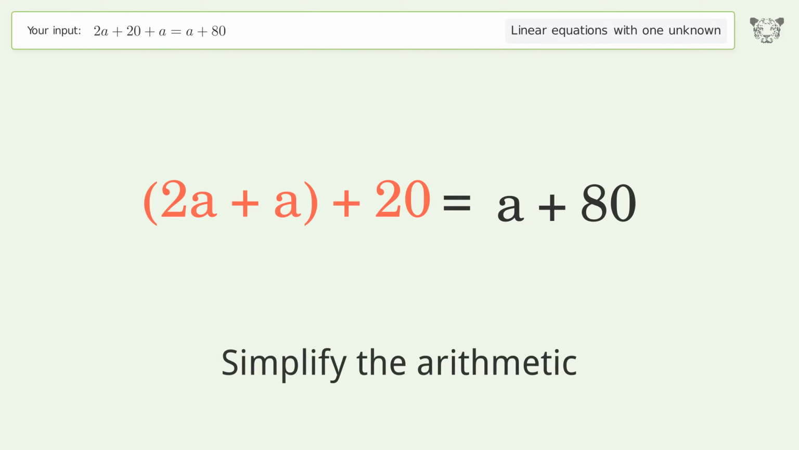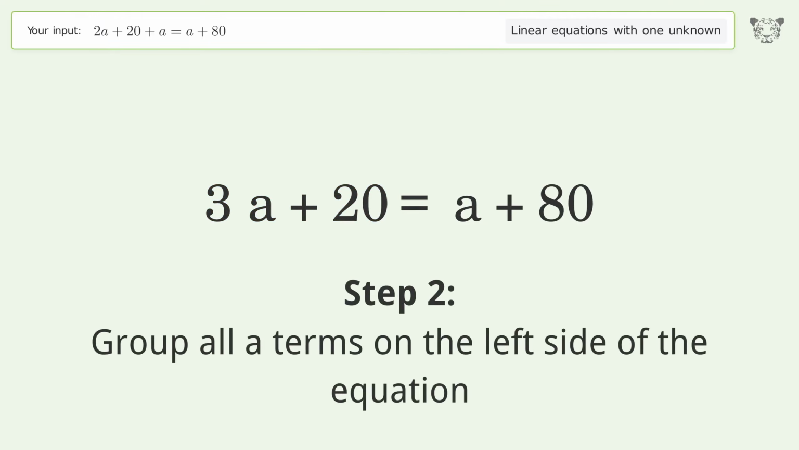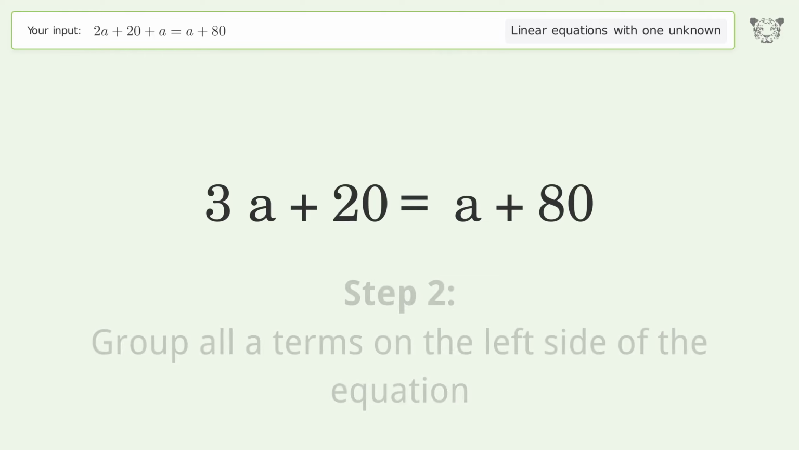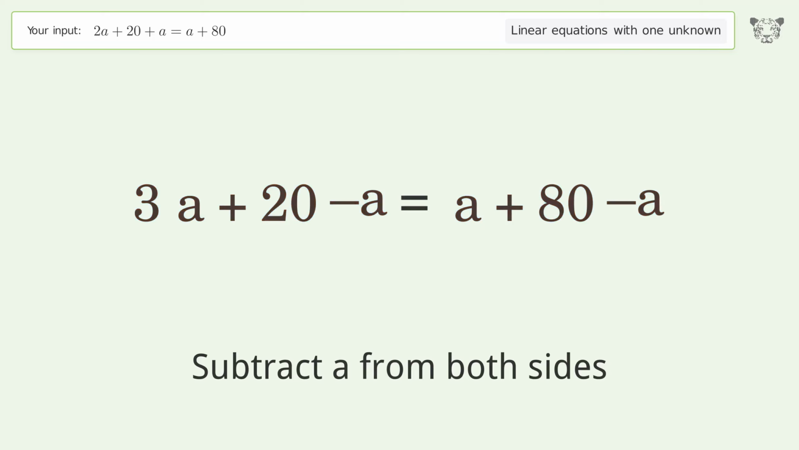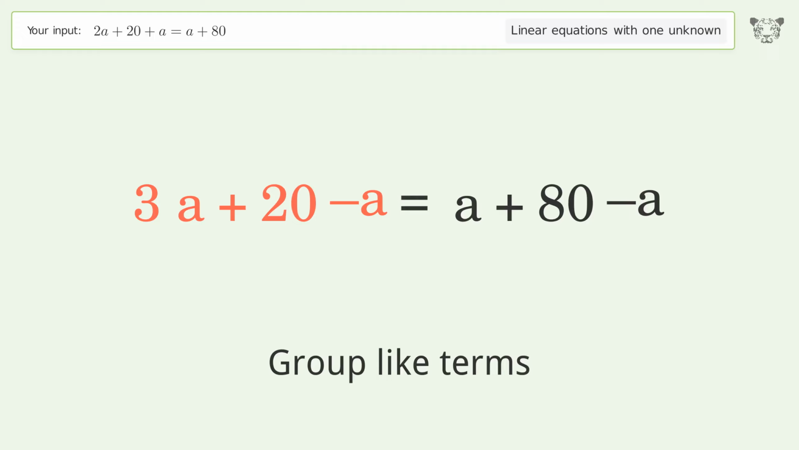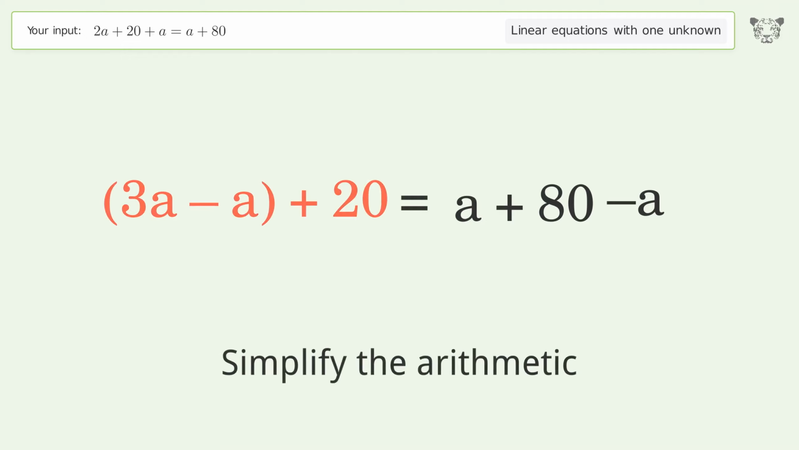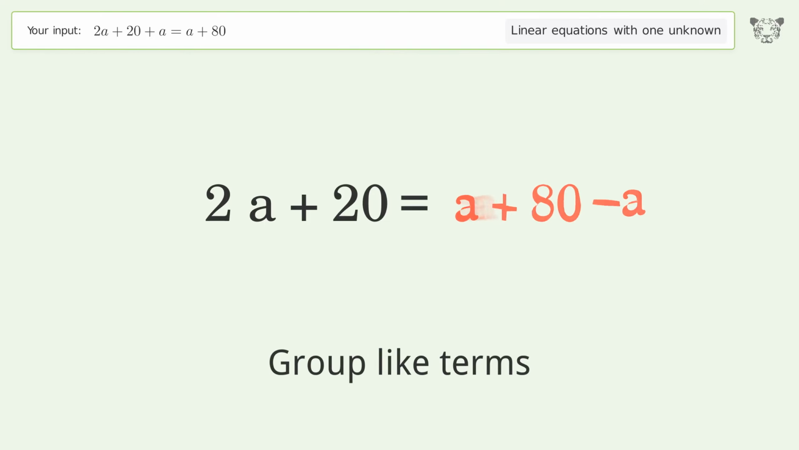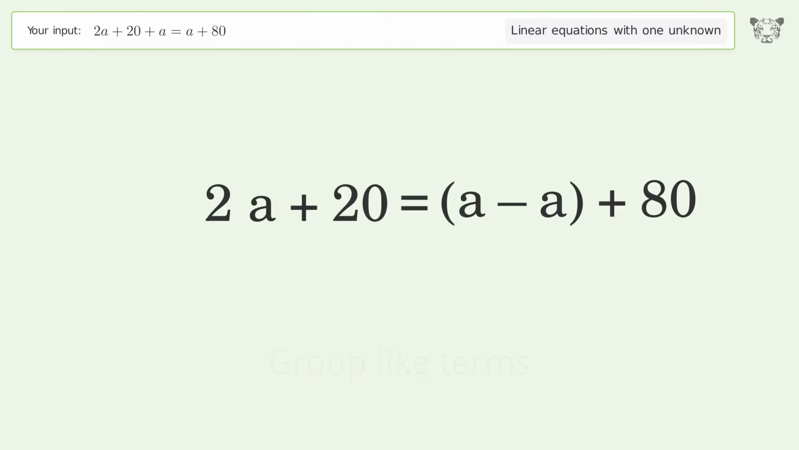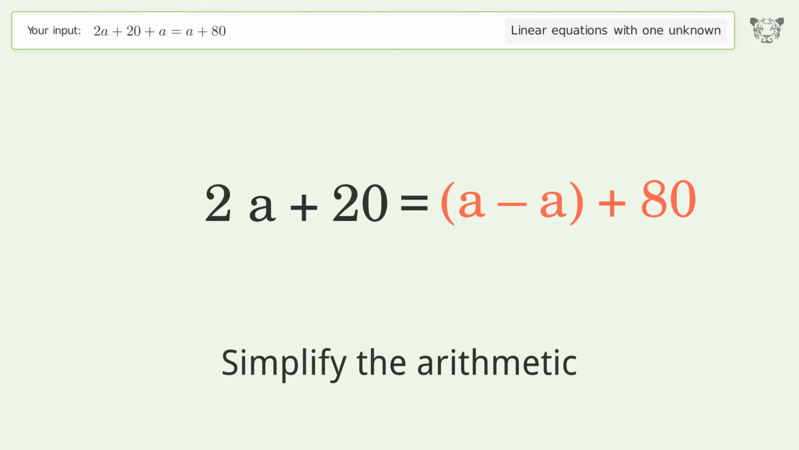Simplify the arithmetic. Group all a terms on the left side of the equation. Subtract a from both sides. Group like terms. Simplify the arithmetic. Group like terms. Simplify the arithmetic.